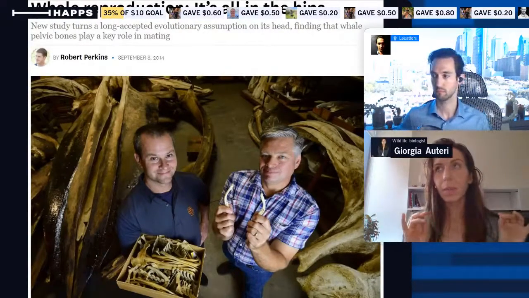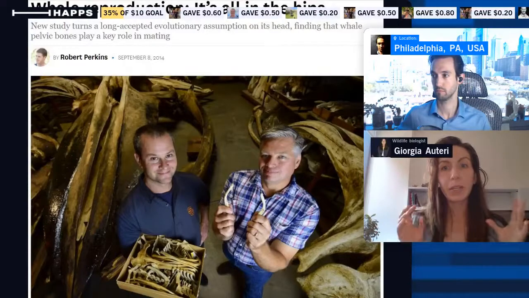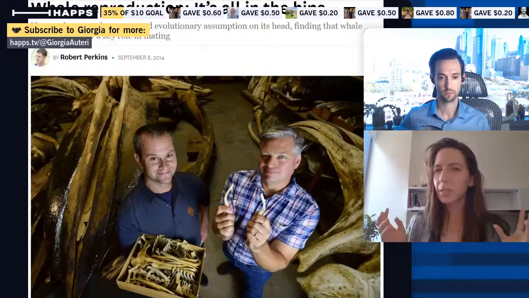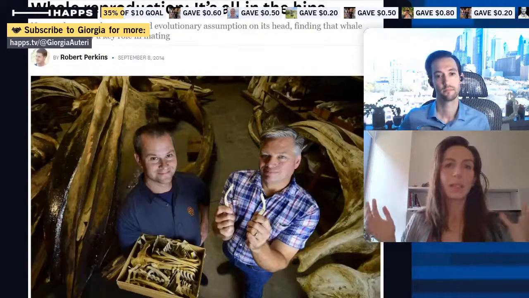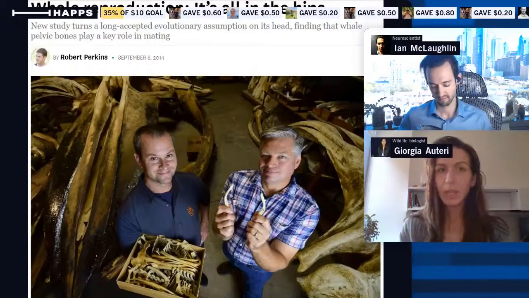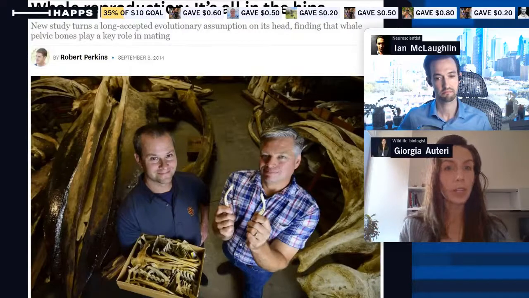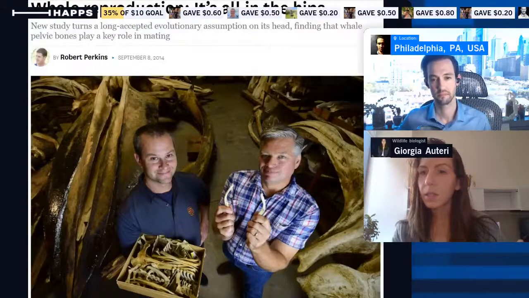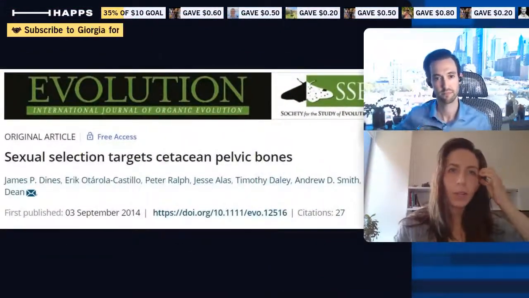I guess muscles attach from the penis to the pelvis bone in whales and dolphins, and having bigger pelvis bones actually allowed the animals to have bigger penises, or I think specifically bigger testes, which is good sometimes because it means that you can make more sperm and outcompete the sperm of other males. So basically, these guys found that having a bigger pelvis actually was evolutionarily advantageous for whales and dolphins. And this is the paper here that came out, just to give credit where credit is due.